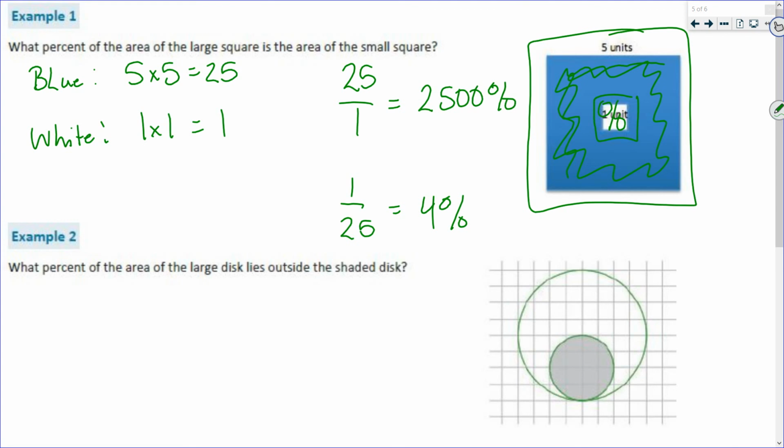But we're asking what percentage that little white square is. And that little white square is only 4%. So this is your correct answer. It's going to be the 4% one, not this nasty 2,500% up here. Okay?